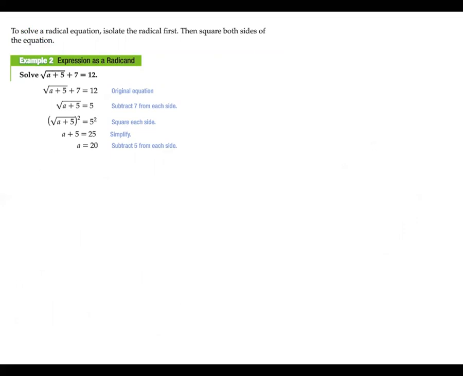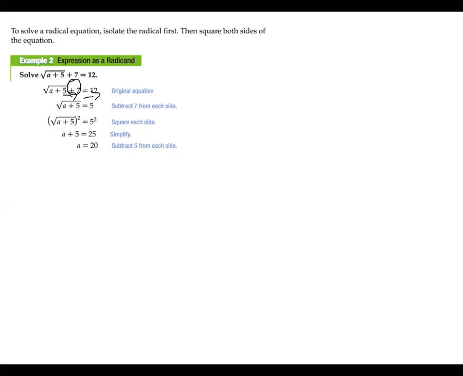So let's take a look at this example here. So I have square root of a plus 5, plus 7 on the outside of the square root, equals 12. So your first step is to get the radical part by itself. So I want to eliminate that 7. So subtract 7 from both sides, like this. And then you get square root of a plus 5 equals 5.